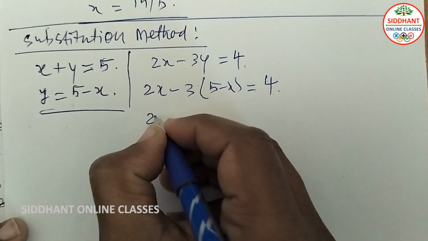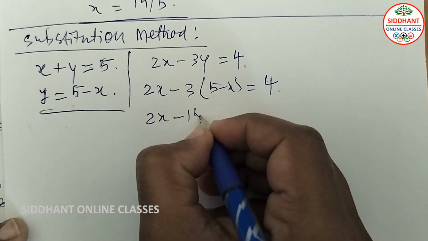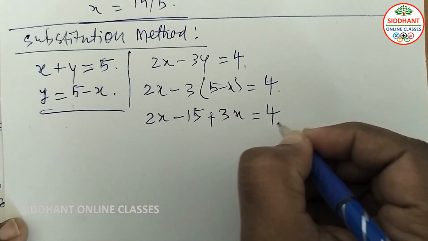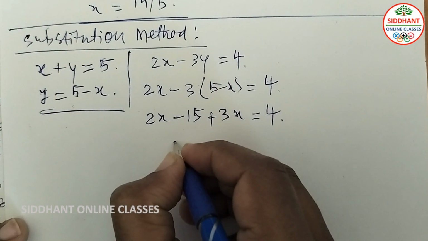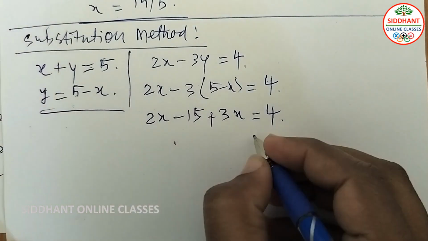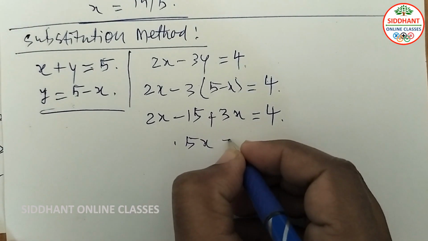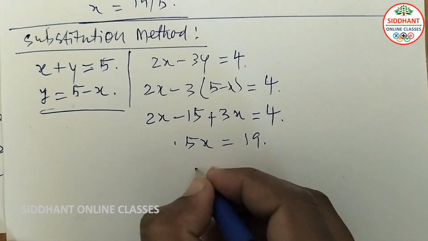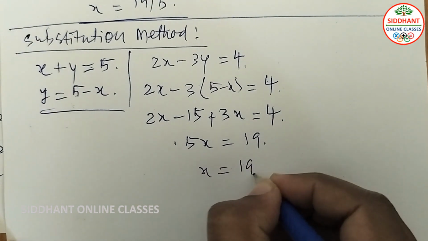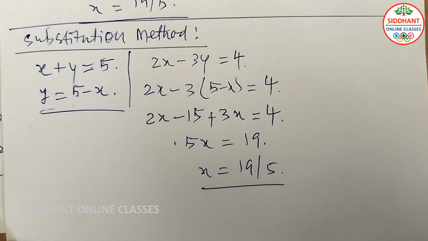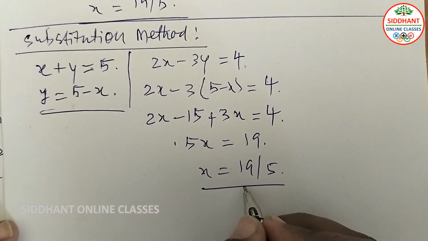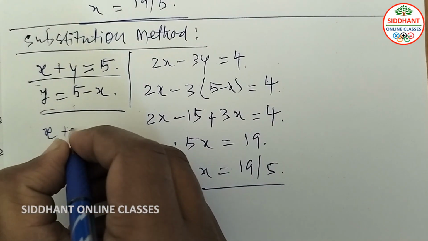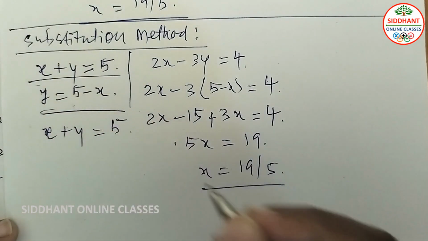So now 2x minus 15, here plus 3x equal to 4. Now we know 5x equal to 15 plus 4, we get 19, and x equal to 19 by 5. Now the x value we got, we are going to input in equation 1, which is x plus y equal to 5.